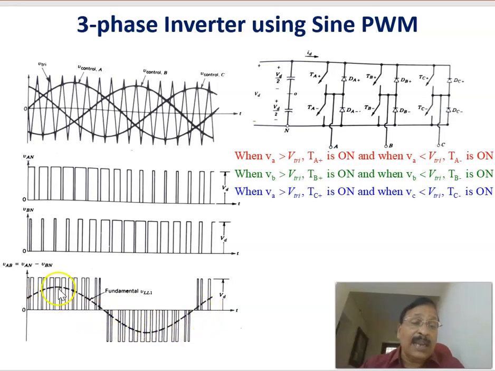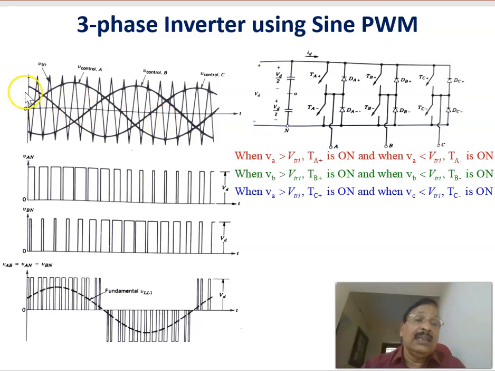Therefore, the maximum magnitude of this one, again, we can calculate what is the maximum magnitude of the fundamental. This is the output voltage between A and B, the line voltage, and this is the fundamental voltage of line voltage VAB. Therefore, this is the circuit topology, and this is the controlling method.